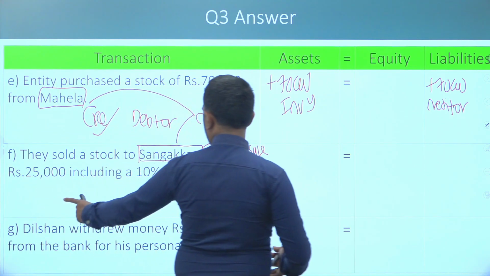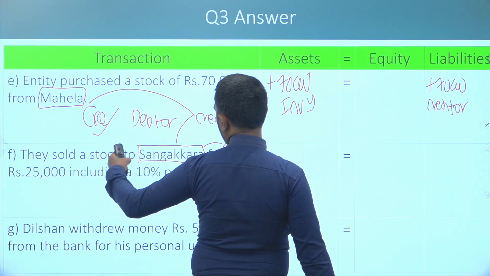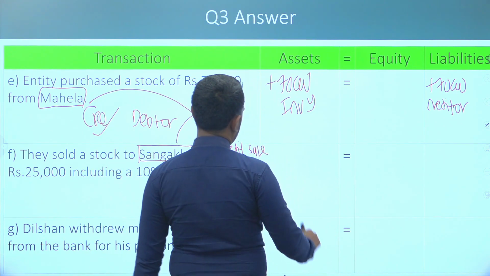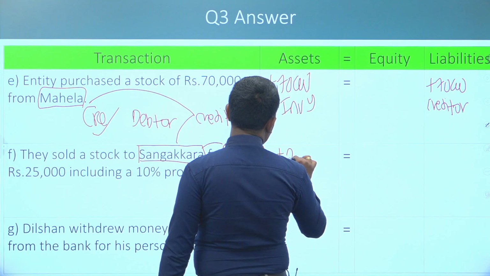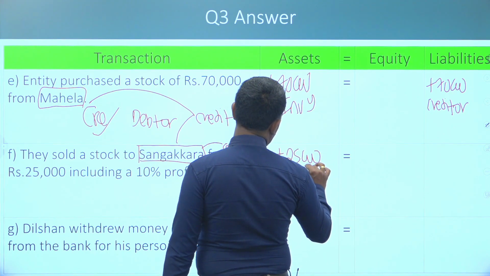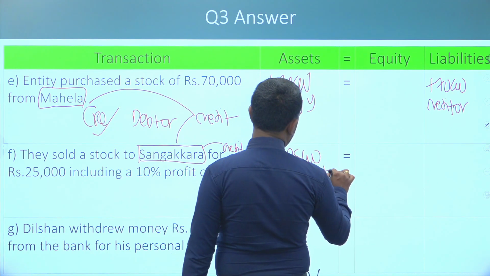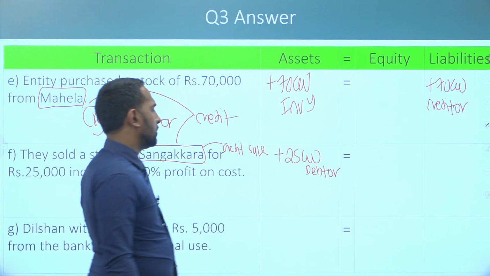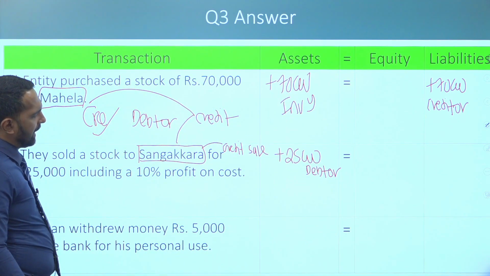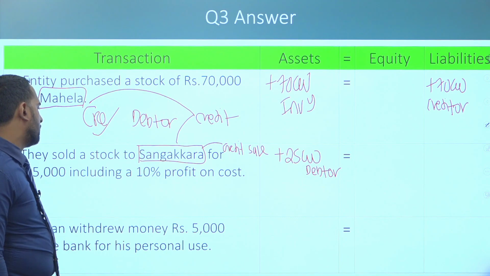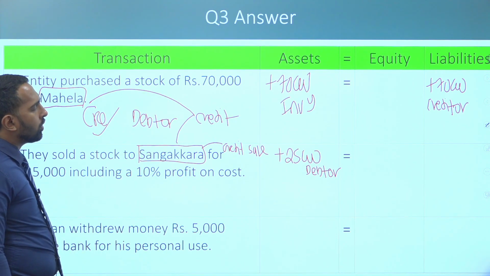How much worth of items? They sold the stock to Sangakkara for 25,000. So I am getting a debtor worth 25,000. Okay. Then they are saying 25,000 including 10% profit on cost.